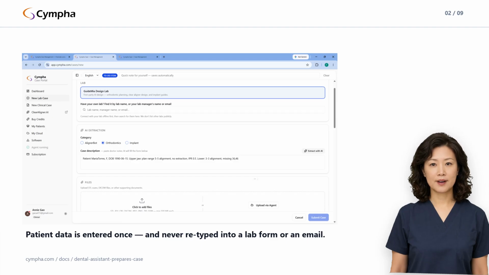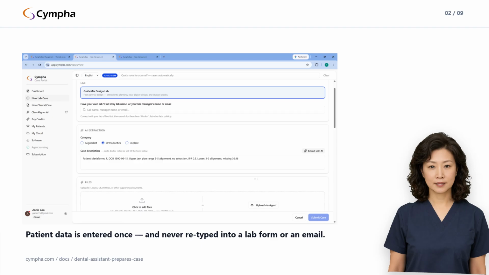The consultation the doctor runs, the plan they share with the patient, the lab case they branch later, all of it inherits what you're entering right now, which is also why it's worth getting the email address right the first time. Step 2. Photos. The fastest way to capture intraoral and extraoral photos is upload by phone.